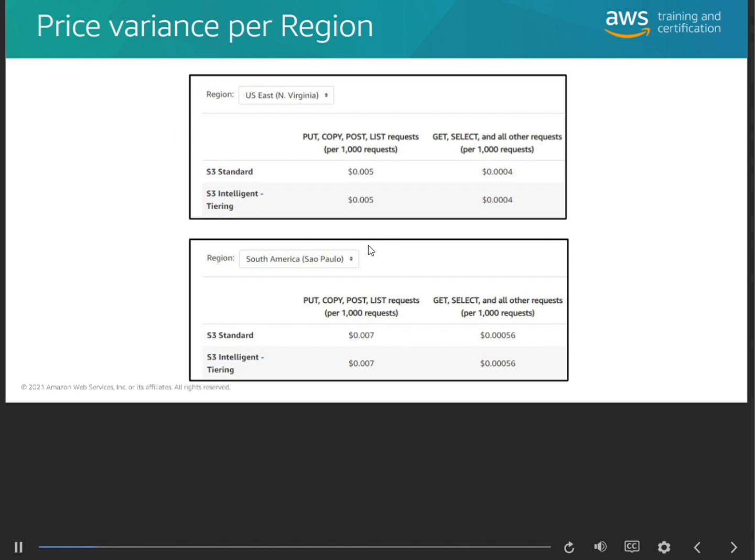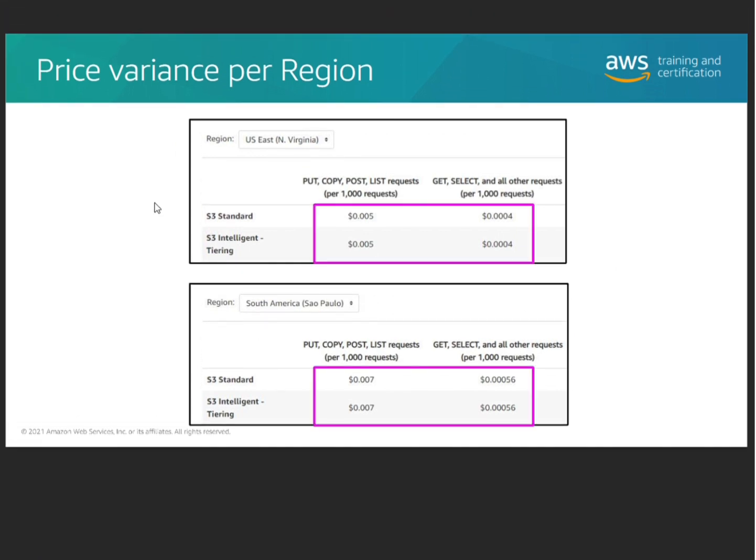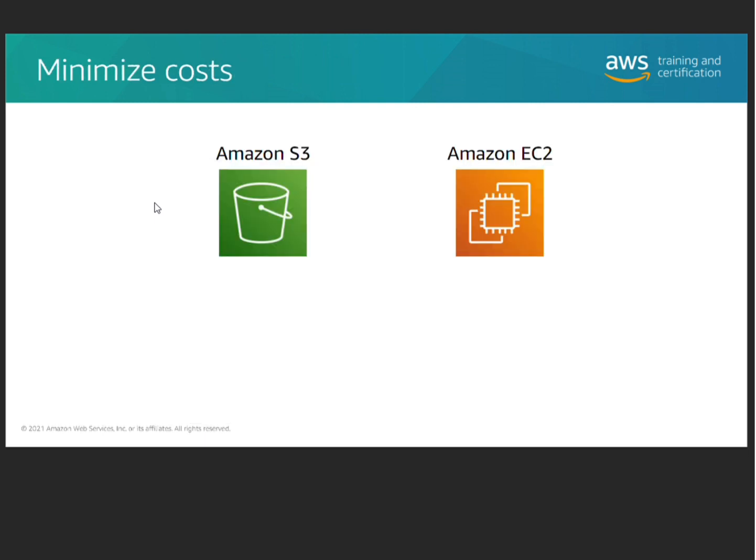The AWS region that you choose can affect your billing costs. In this example, the costs for Amazon S3 are slightly more expensive in the South America region than they are in the Northern Virginia region. Select the icons for Amazon S3 and Amazon EC2 for some best practices to minimize your costs. When you are done using them, choose Next to continue.